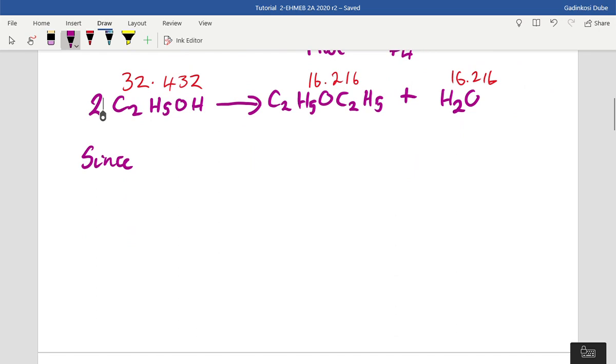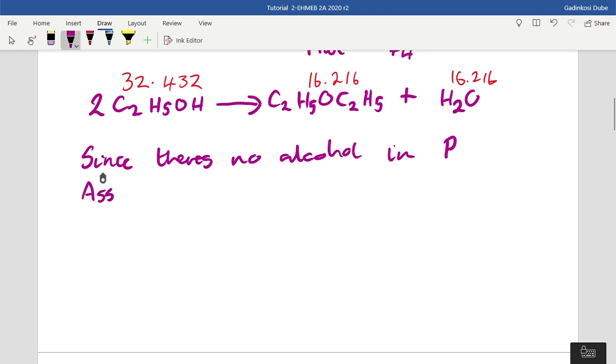So now here, since there's no alcohol in P, the product, you can assume that the overall conversion is 100%. So the overall conversion is 100%. As simple as that. So now what's the conversion?